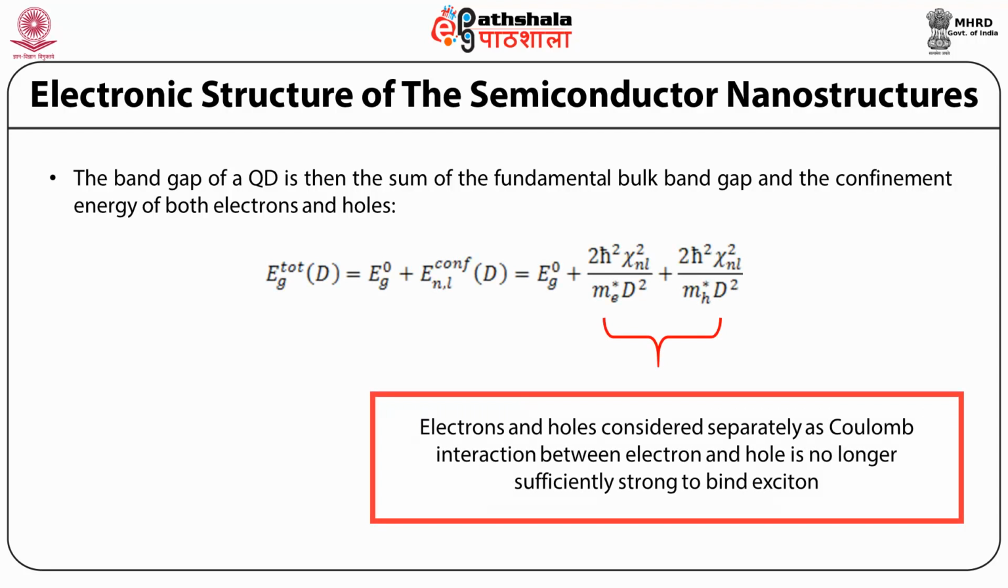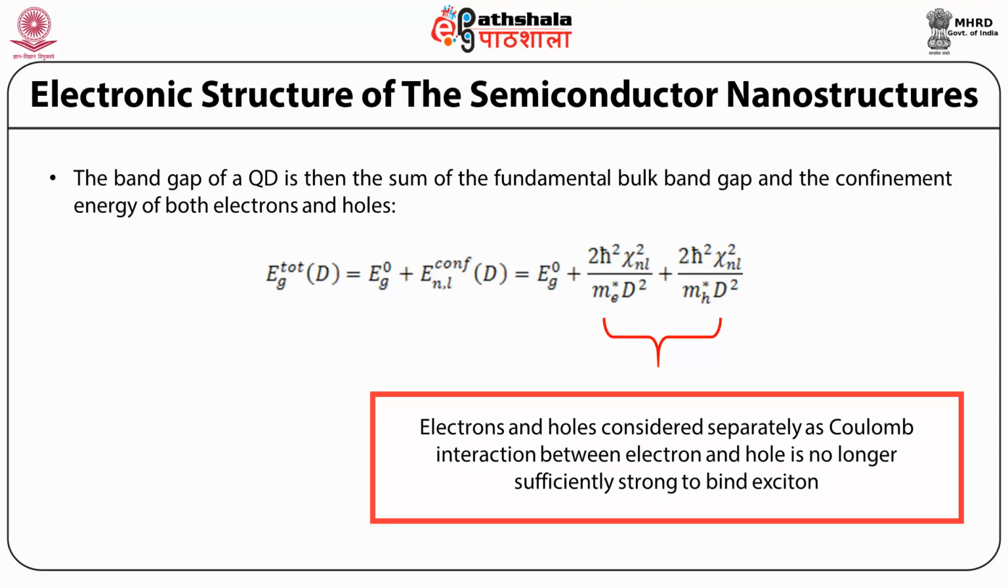So Eg total will be equal to Eg0 plus E_nl confined, which is equal to Eg0 plus ħ² χ_nl² by 2 Me* D² plus ħ² χ_nl² by 2 Mh* D². It is notable that the energy levels of electrons and holes are treated independently in this equation, implying that the Coulombic interaction between them is not strong enough to keep them bound as an exciton anymore.